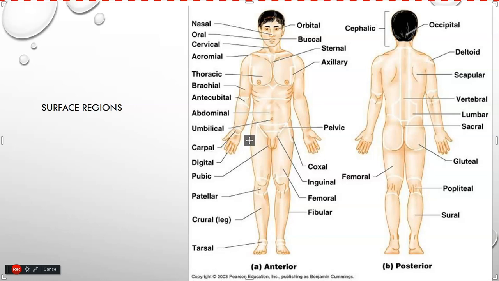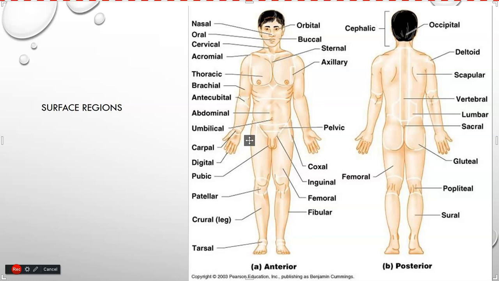For example, around the belly button is the umbilical region. The area where you get a needle when they take blood from you is known as the antecubital. The brachial area is the upper arm. The antebrachial is the forearm or the lower area. The front of the shin is the crural area, whereas the back of the shin is the sural area. The space behind the knee is the popliteal area. The bum is known as the gluteal region.